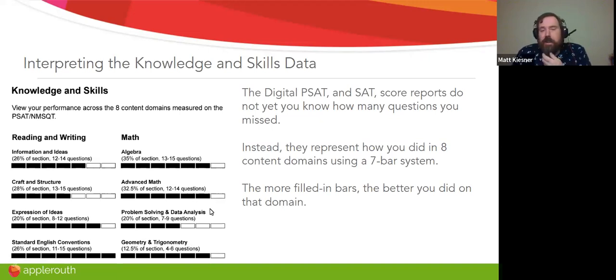I can see it being a frustration for families trying to understand that. But the next slide has a little more justification, and it's important that the more bars you have filled in, the better the student did on that domain.